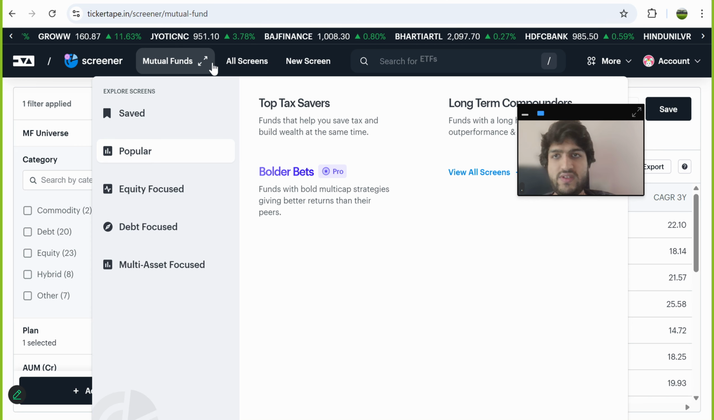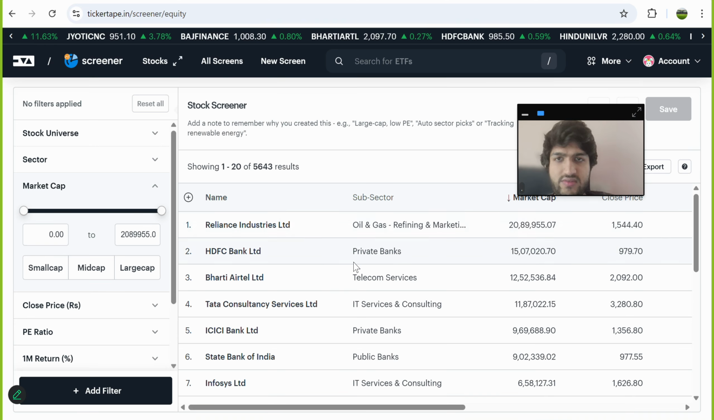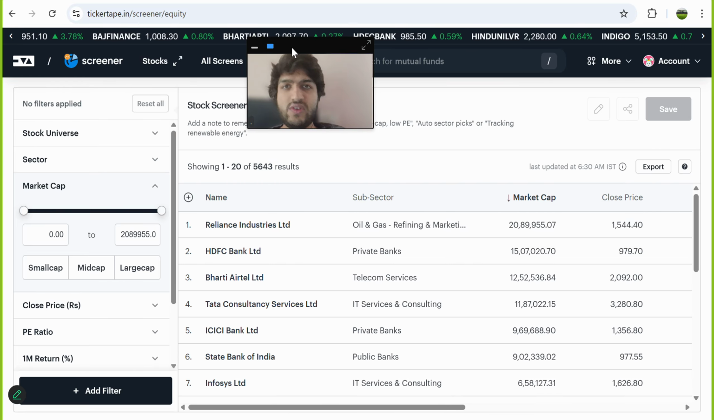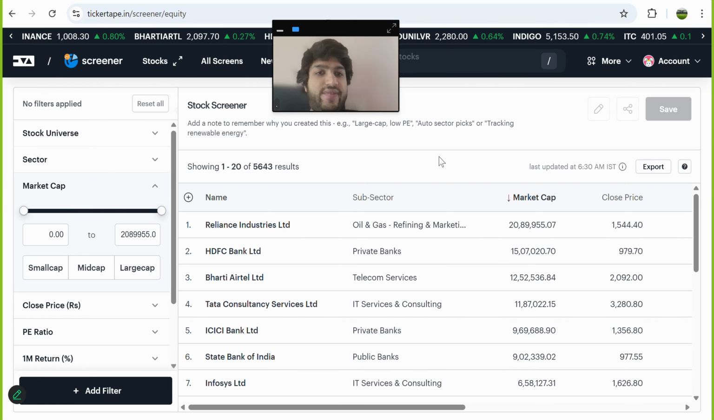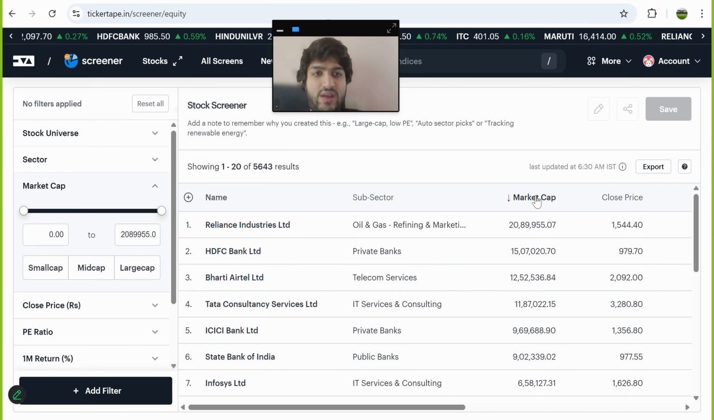This is for mutual funds. Let's go back to stocks. So once we go to stocks, all the stocks that you can see will be arranged by default in the decreasing value of their market capitalization. Okay, market capitalization. Now, what is market capitalization?